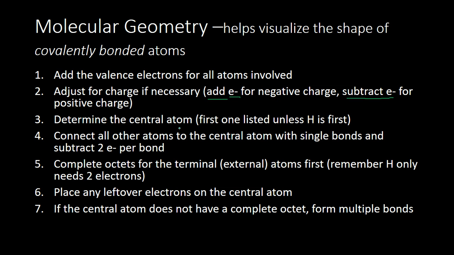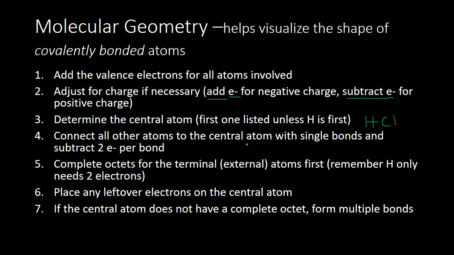Determine the central atom. The central atom is always the first one listed unless you have a hydrogen first. Remember, hydrogen listed first indicates that you're talking about an acid. So HCl is an acid. H wouldn't make for a very good central atom because it can only make 1 bond. So we always use the next atom over if it's a hydrogen. Otherwise, we just use the first one listed.